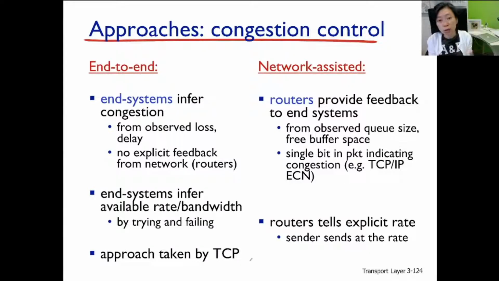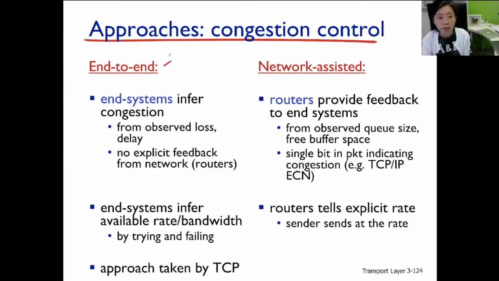And there are two major approaches allowing us to achieve those. First is called the end-to-end based approach, the other, the network-assisted approach. Now, from the name of it, you probably guessed. End-to-end means the end systems are doing much of the work, detecting congestion, informing the traffic source to slow down. Network-assisted, on the other hand, is asking the routers to do all this work instead.